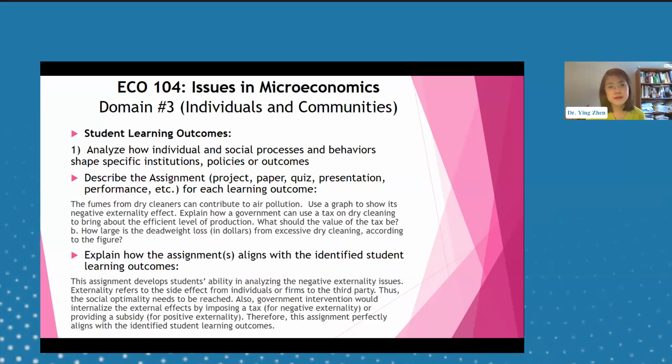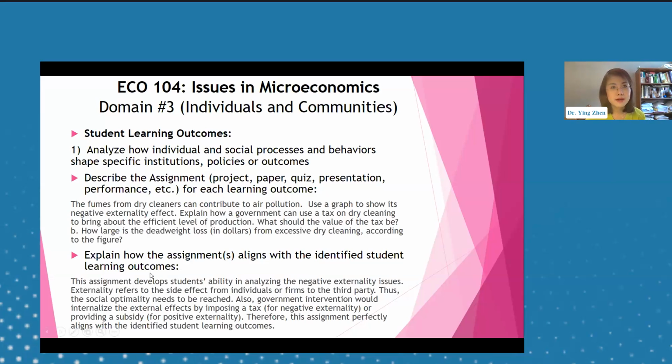So this question is about externality, which is negative externality, because those dry cleaners generate air pollution. So students need to use a graph to show its negative externality effect, and then what government can do to help internalize such negative externality. So I believe this assignment could satisfy the first student learning outcome very well.